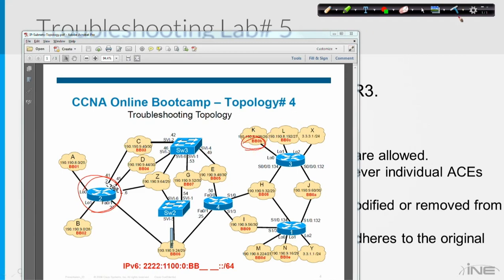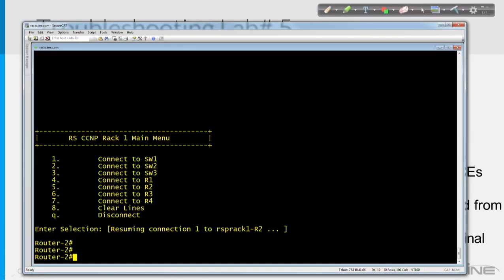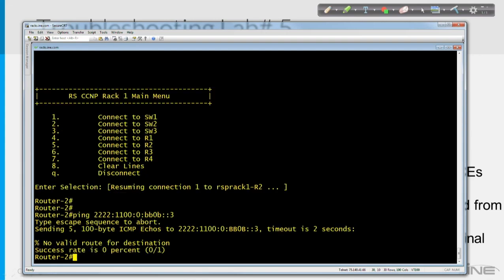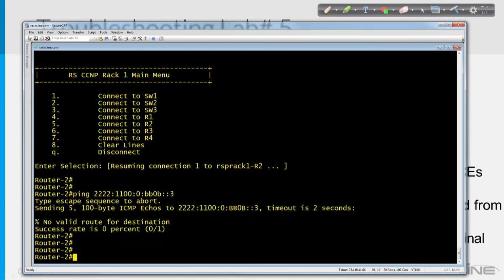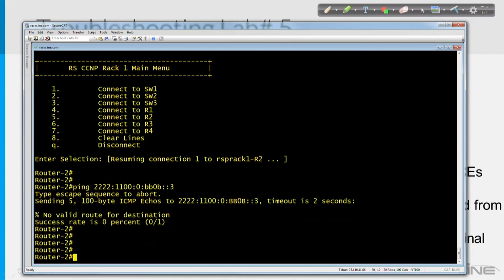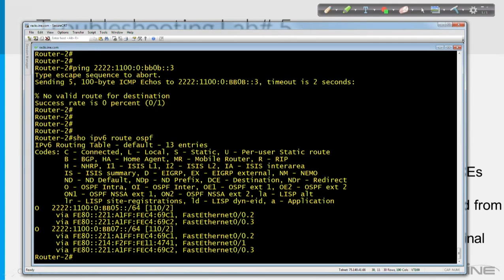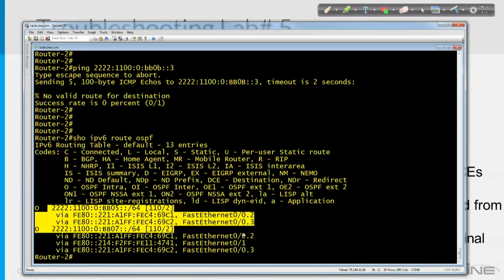So let's verify that ping is not working. Ping 2222.1100.0 BB0B::3. Okay, so the ping does not work. It tells us there's no valid route for the destination. Show IPv6 route OSPF. We're looking for BB0B, and it looks like most of our routes are actually gone. This is all we have.